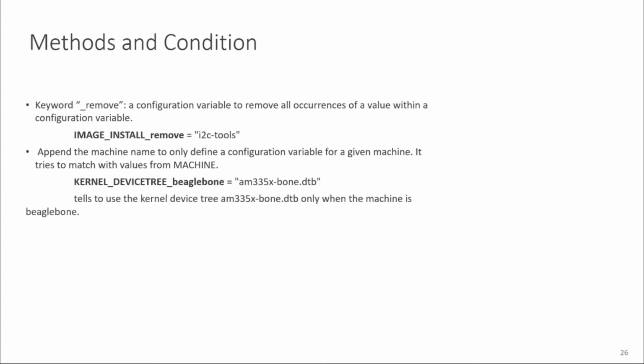And then there is one more thing: you can also append to configuration variables by the machine name. Your build system will try to match the machine name, and if it matches, it will then define that variable. For example, if you have KERNEL_DEVICETREE_beaglebone and you define anything, then it will say, okay, if your machine is beaglebone, then define this. Or you can also mix with other methods, like you can say if this is the machine, append this.